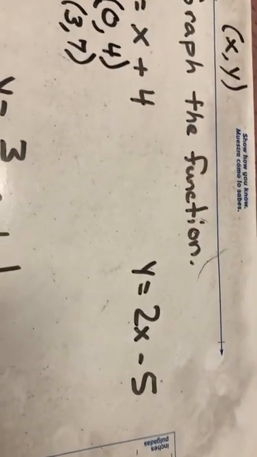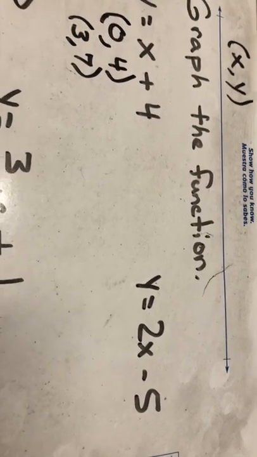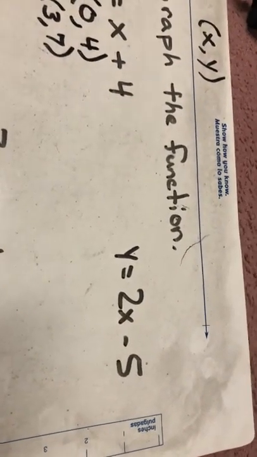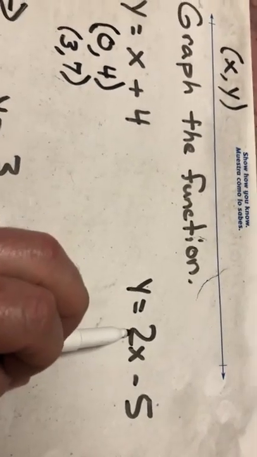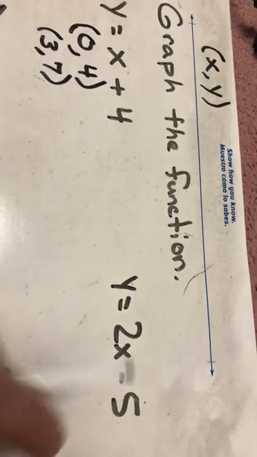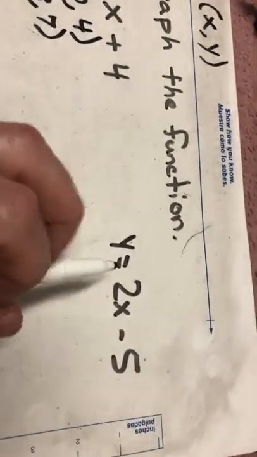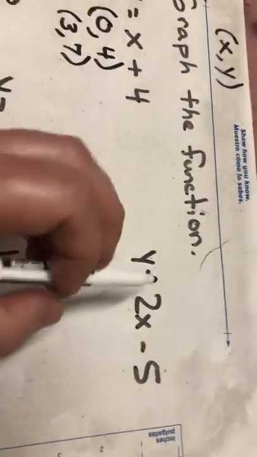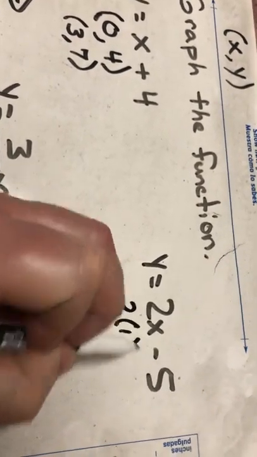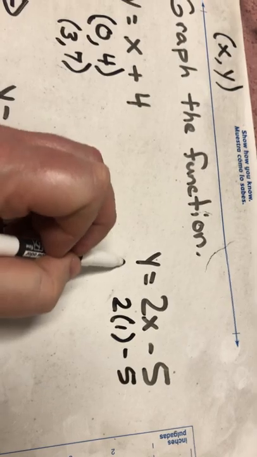Here's something a little different. Y is 2x minus 5. So I'm going to have to multiply 2 times x, 2 times something, but then I'm going to have to subtract 5. Well, let's say that I want to make x 1. So I can do a little scratch work here. 2 times 1, whatever that is, minus 5.